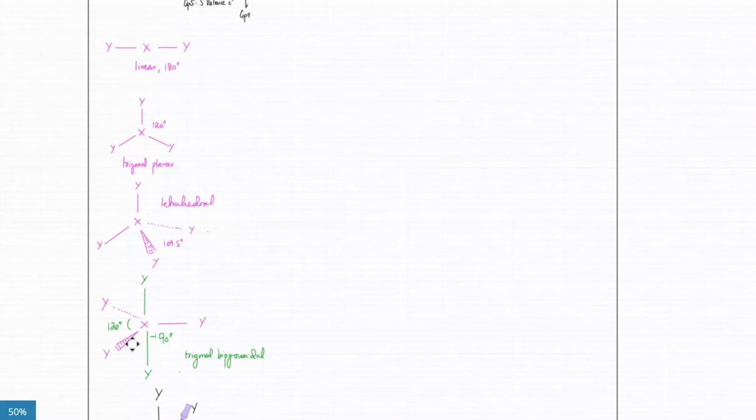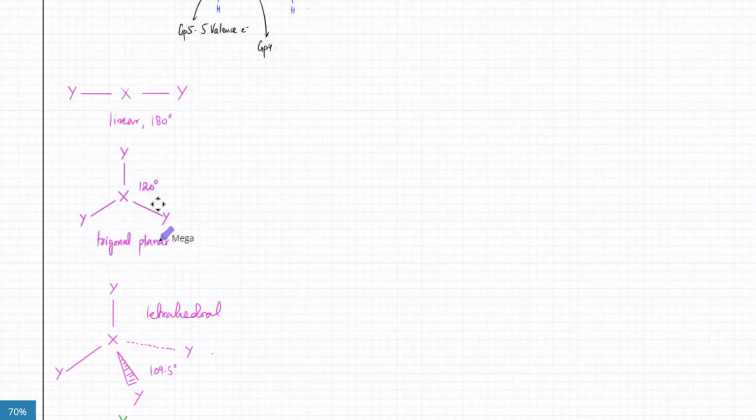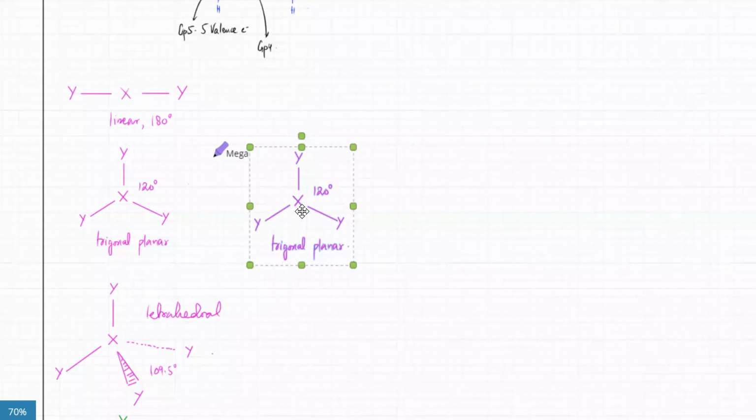What if they're not just bonds? Let me just adjust this. As I said, derived shapes. The first one is for trigonal planar. Sometimes what will happen is that the arrangement around the central atom is not just 3 bonds. Instead, let me just copy paste this. So instead, the shape is like this.